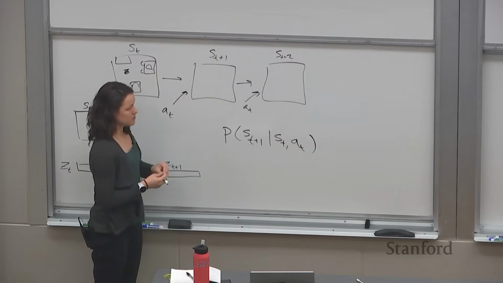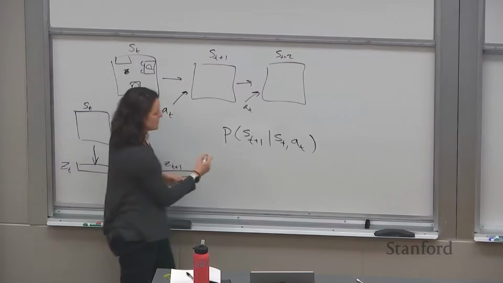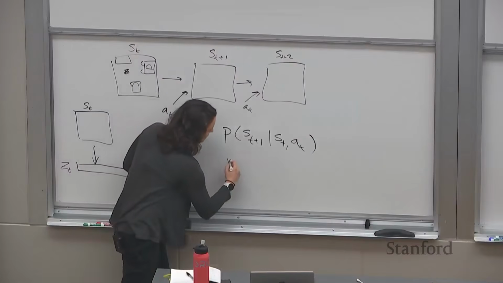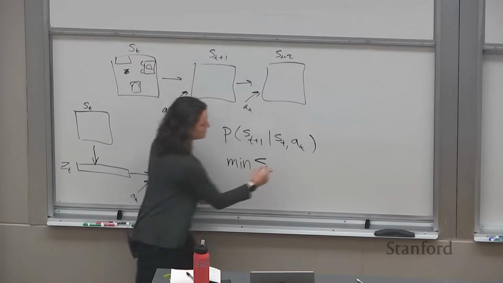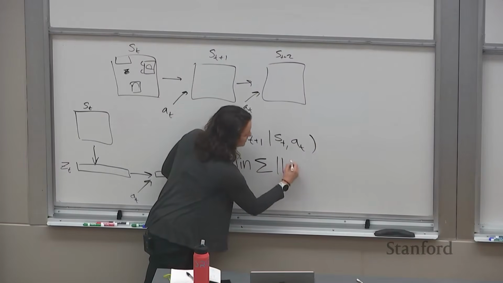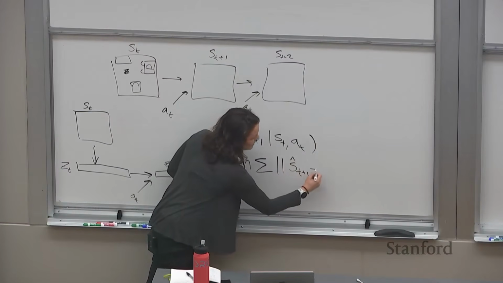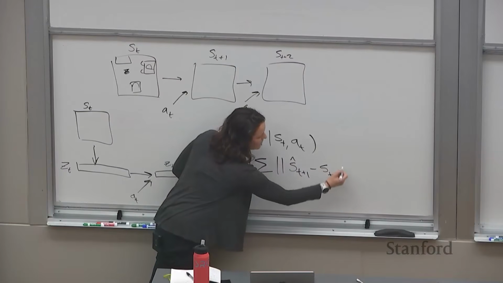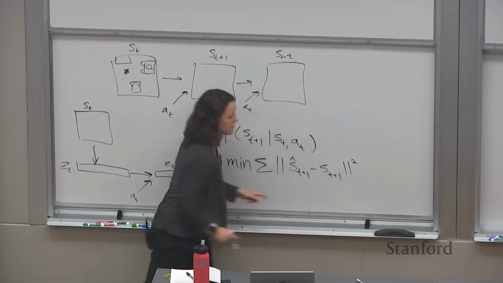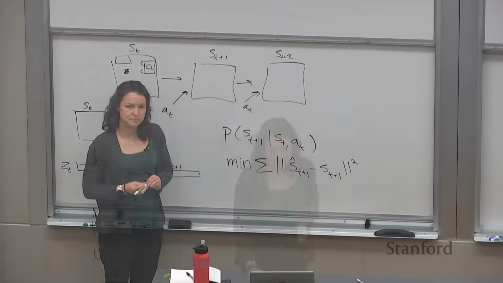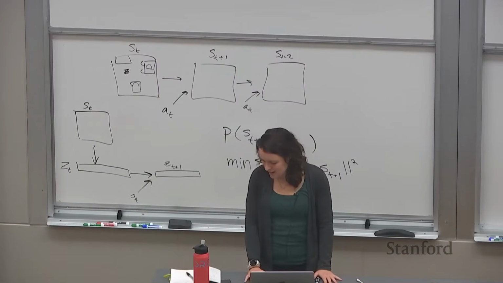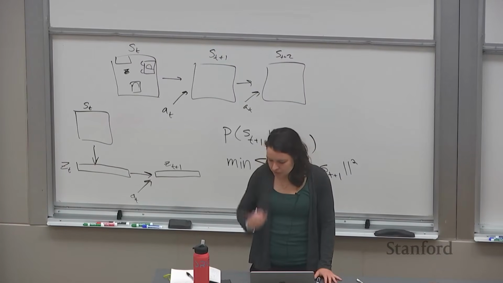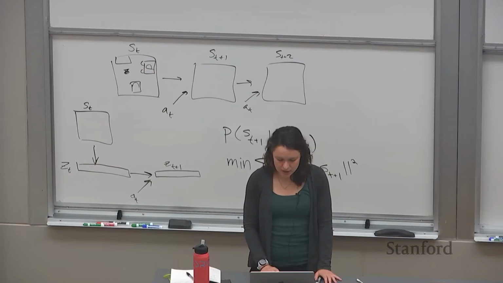Another way to think about it, especially if you have more deterministic dynamics, is how well can I minimize the error between my predicted s_{t+1} and the actual s_{t+1}. So how do we go about using a dynamics model? The first approach that we'll talk about is planning.